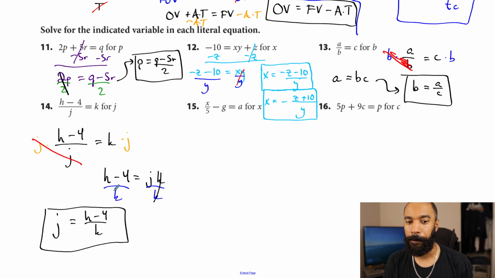There's your solution for that one. I'm just speeding up now because I noticed my time is whizzing. Number 15, x divided by 5 minus g equals a. We must solve for x.